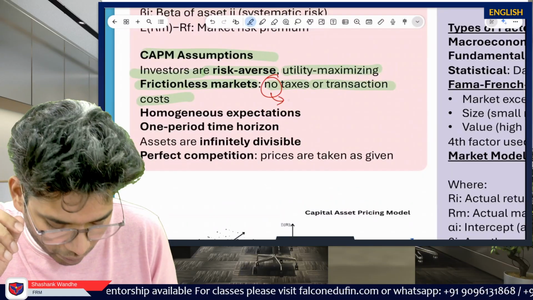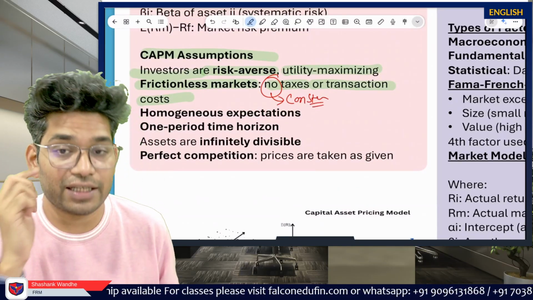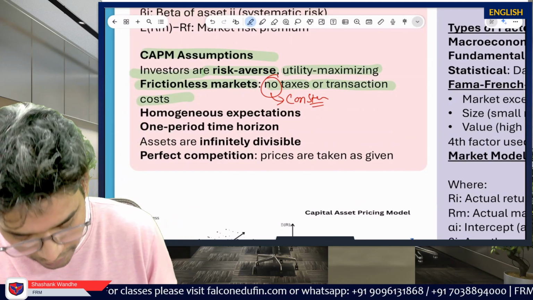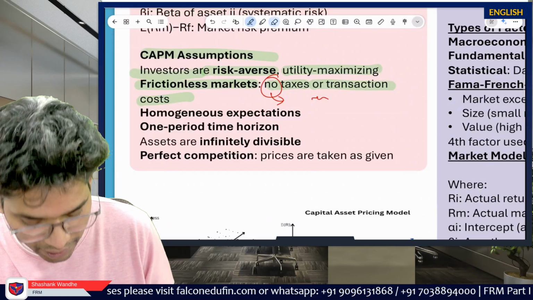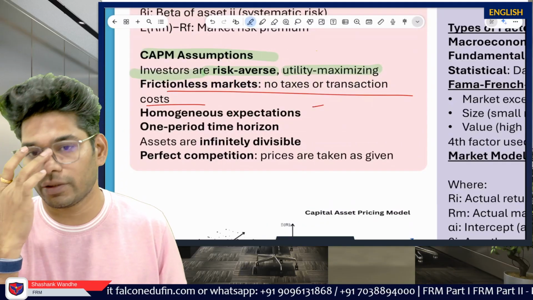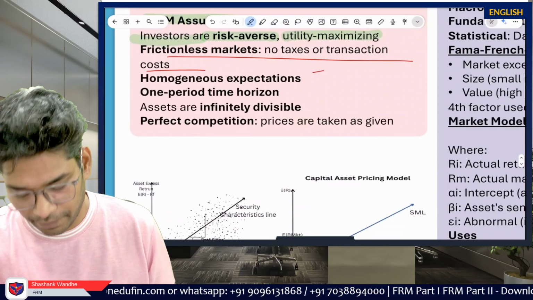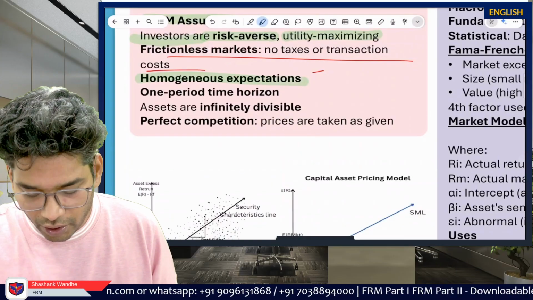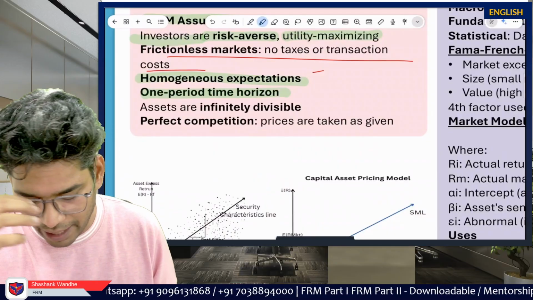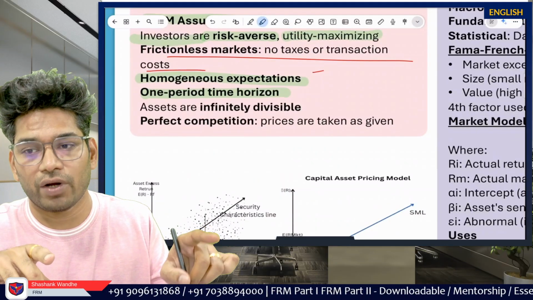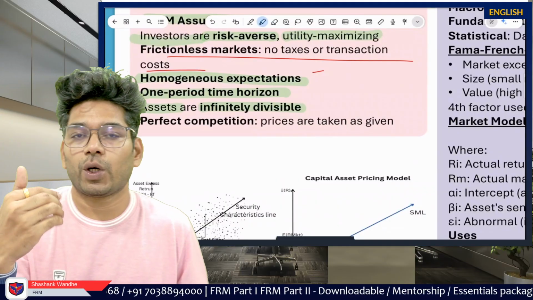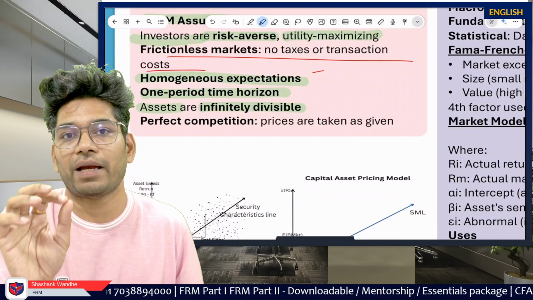If you get a question which says the frictionless market means constant taxes and transaction cost, this is not correct. This is not the assumption. The assumption is absolutely no taxes and no transaction cost. It includes the commission also. Homogeneous expectation, all the investors have the same expectations. One period time horizon, you are assuming the single period time horizon, okay? And the assets are infinitely divisible. So if you want to invest in 0.5 shares, you will be able to invest in it.